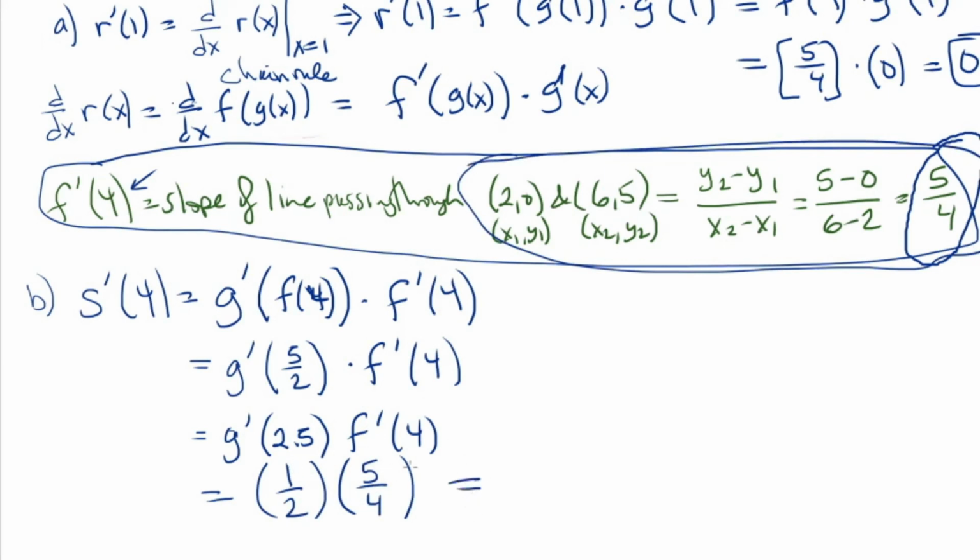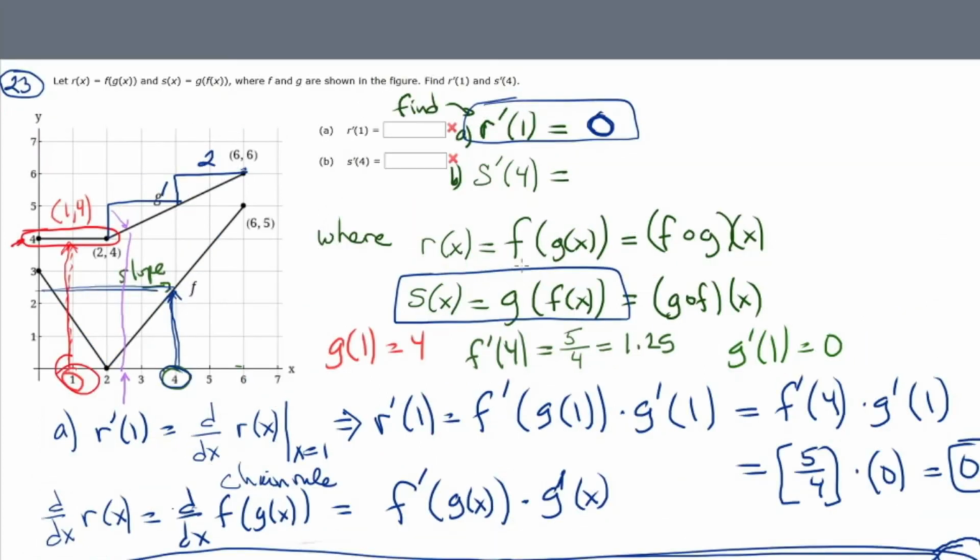All right, what's 1/2 times 5 over 4? Should be 5 over 8. Or if you prefer, 0.625. Personally, I prefer 5 over 8. So s prime of 4 is 5 over 8. And that's the answer for part B.